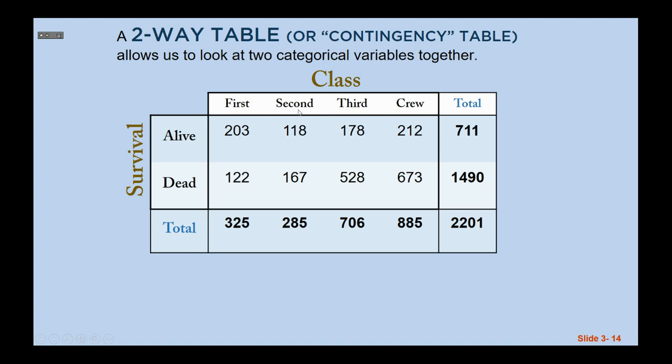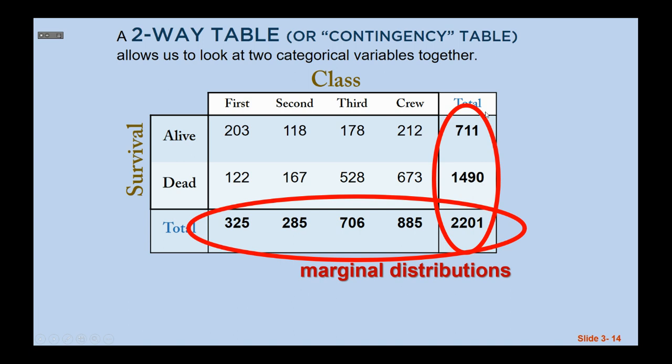This is bivariate categorical data here. So whether you made it out alive or you died at sea, and then what class you were when that happened: first class, second class, third class, and crew. We have marginal distributions or marginal totals. They're the values in the margins. And we use those marginal distributions to help us determine relative frequencies.